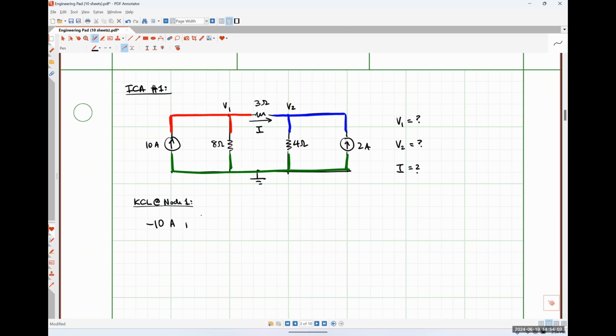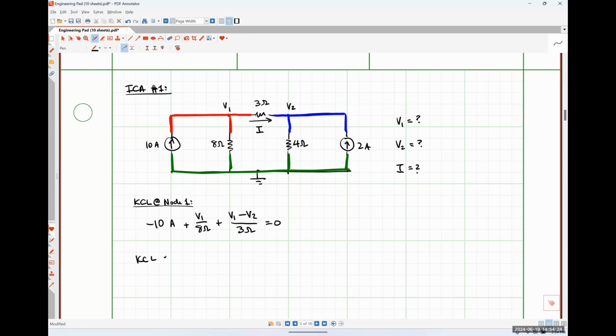V1/8. V1 over 8 ohms. Also absolutely correct. Thank you. V1 minus V2/3 ohms. Great job. That is perfect.